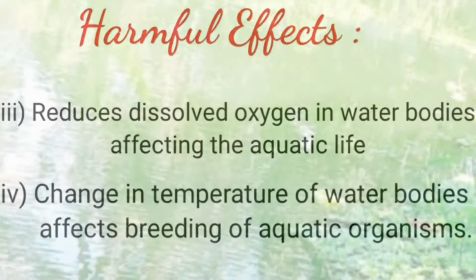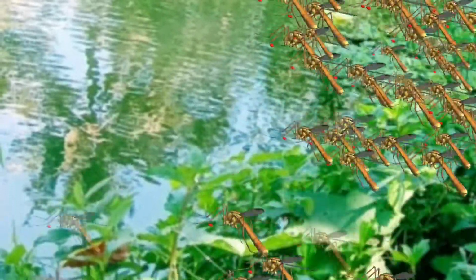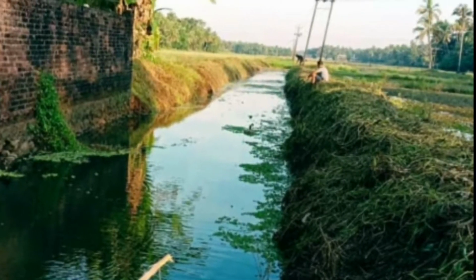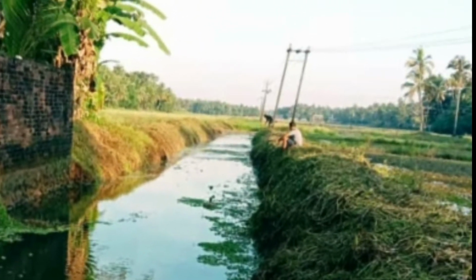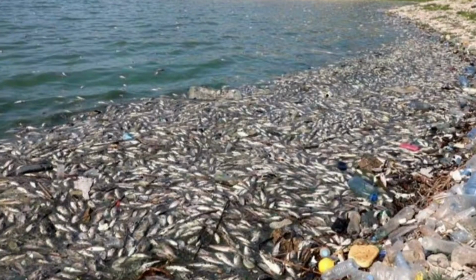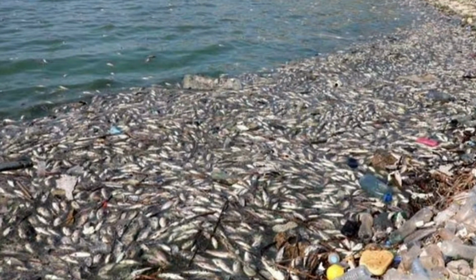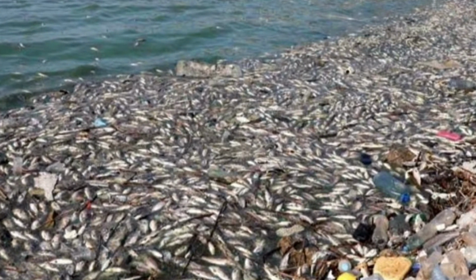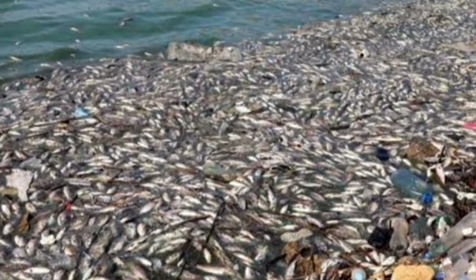As the amount of organic waste increases in water, bacteria and other organisms multiply very fast by using the dissolved oxygen present in the water, thus making the water body deficient in oxygen. This lack of oxygen in turn kills the fishes and other aquatic animals.